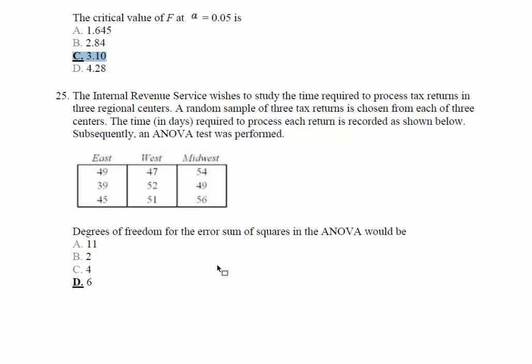Okay. Degrees of freedom of error sum of square, we know that equals n minus c. N is sample size, c is number of groups, right? Now what is n here? That's the total number of observations. We know you have 3 observations in each of the 3 regions. The total n equals 9 and c equals 3 because we have 3 groups, right? N minus c equals 9 minus 3, that is 6. Therefore D is the correct answer.